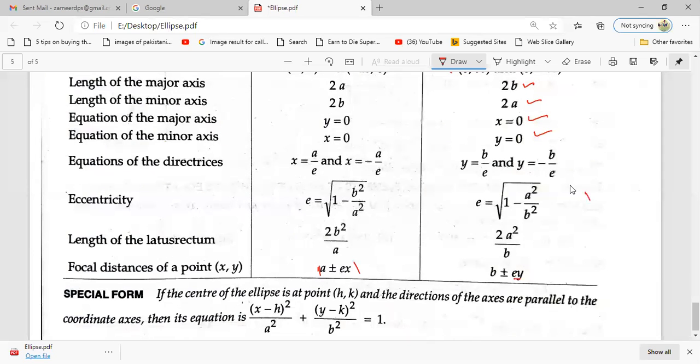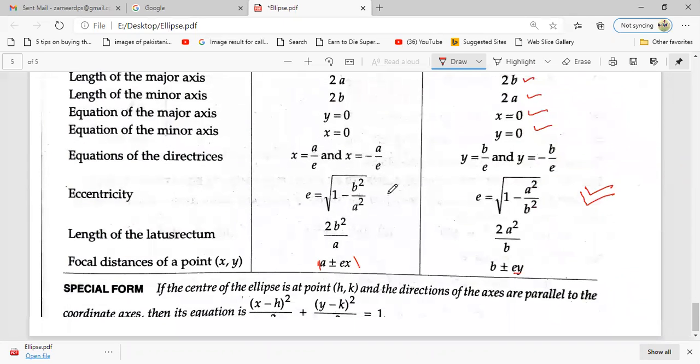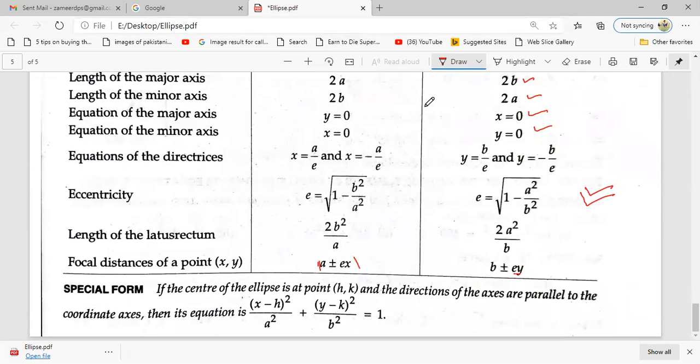We can complete the exercise in the next class. So we cannot start the exercise now because 2-3 minutes are left. So next time we will start.